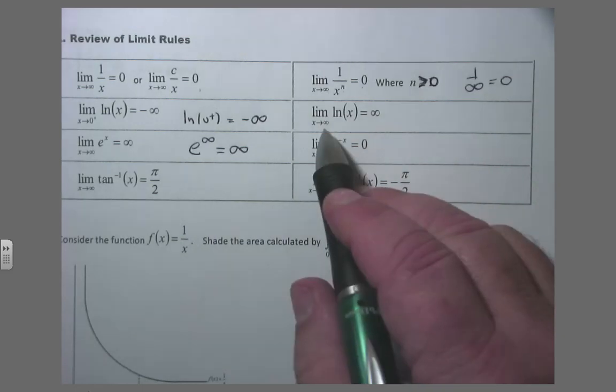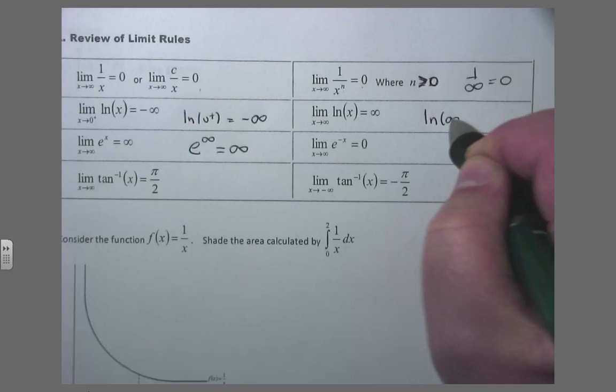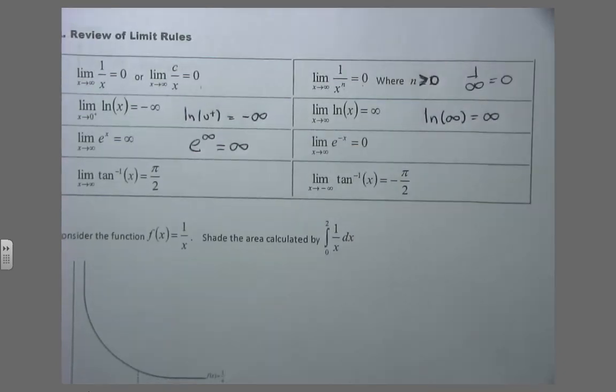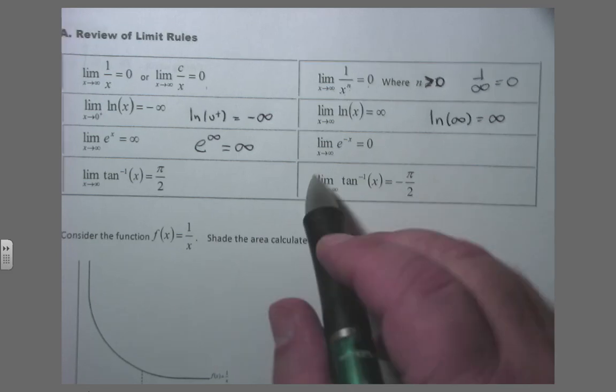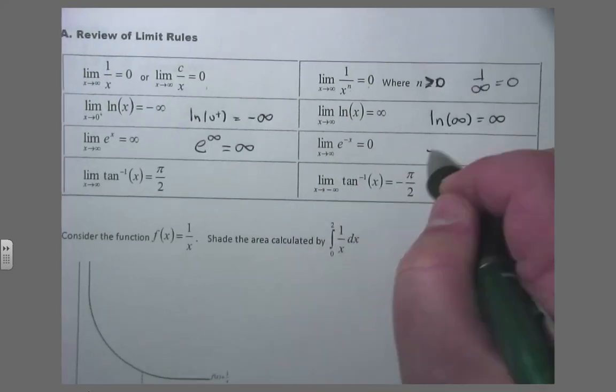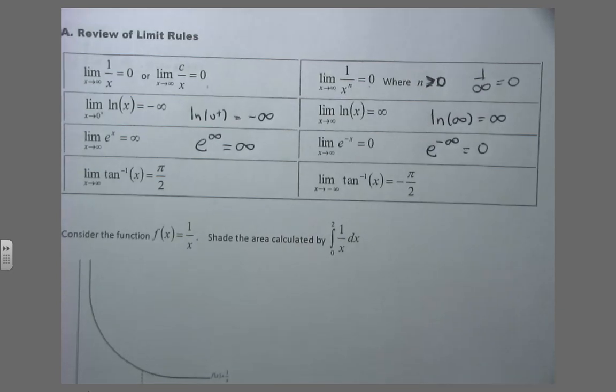The next one, limit as x approaches infinity, the natural log of x is equal to infinity. In English, the natural log of infinity is infinity. That's what you've got to remember. Natural log of 0 on the plus side is negative infinity. Natural log of infinity is infinity. The next one, the limit as x approaches infinity of e to the negative x is equal to 0. In other words, e to the negative infinity is actually equal to 0.